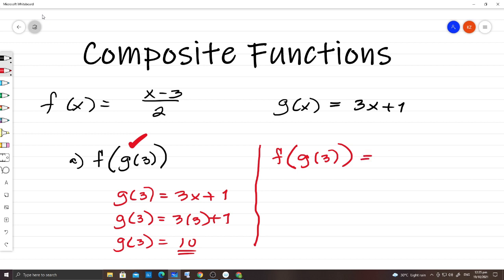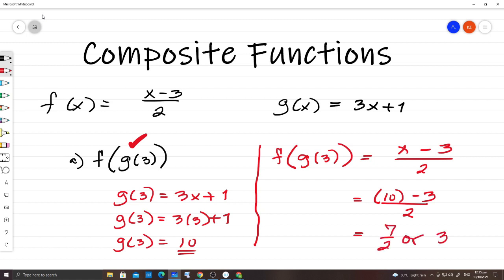So the solution will be, I will write the expression first. Our x is now 10 because g of 3 is 10. So 10 minus 3 over 2. We have 7 over 2, or in decimal, 3.5. So this is the answer. f composed of g of 3.